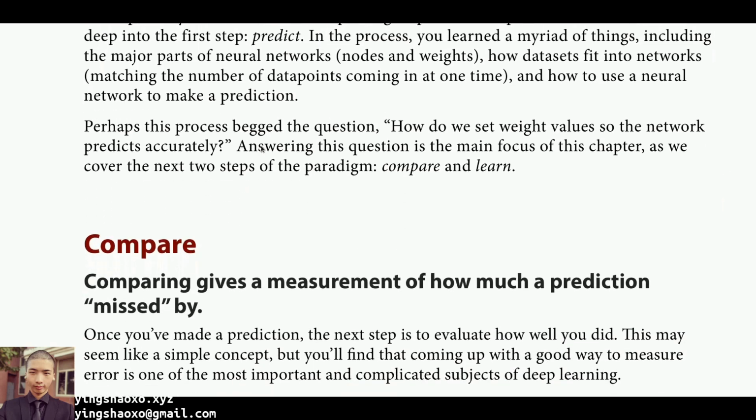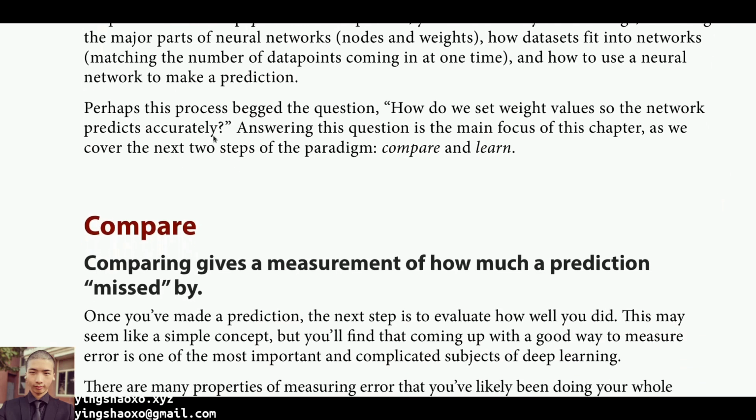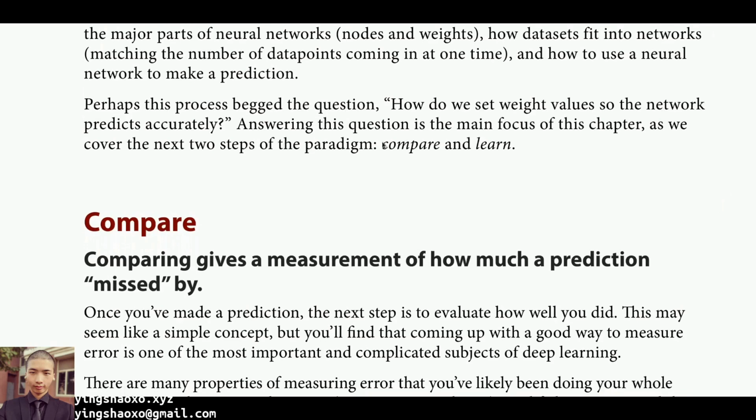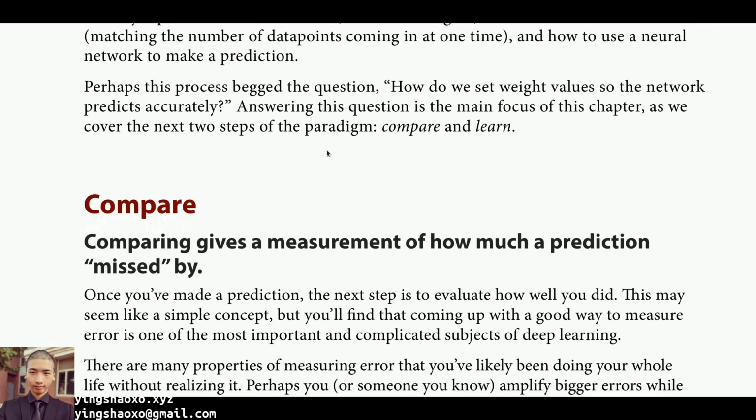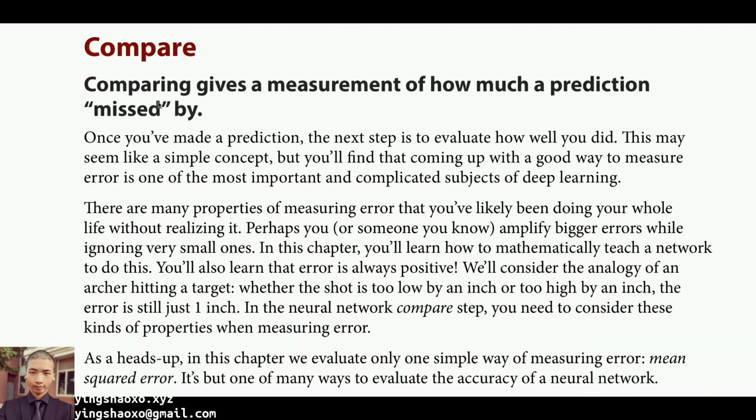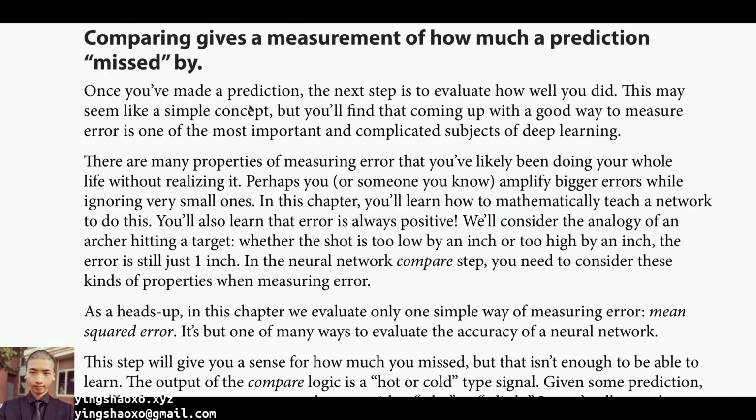Perhaps this process begged the question: how do we set weight values so the network predicts accurately? Answering this question is the main focus of this chapter, as we cover the next two steps of the paradigm, compare and learn. Comparing gives a measurement of how much a prediction missed by. Once you've made a prediction, the next step is to evaluate how well you did.